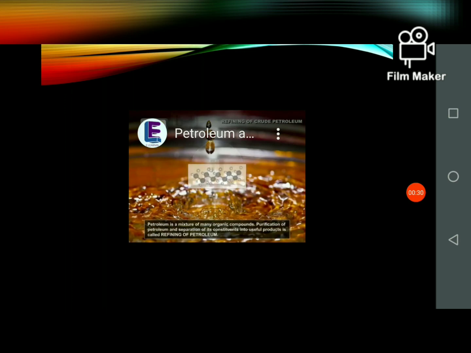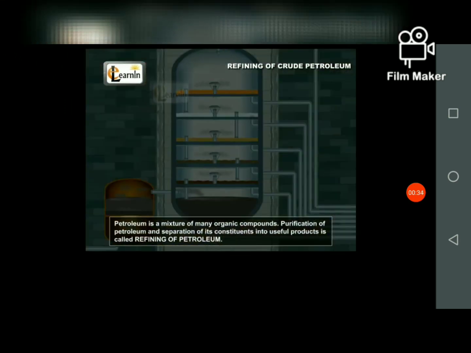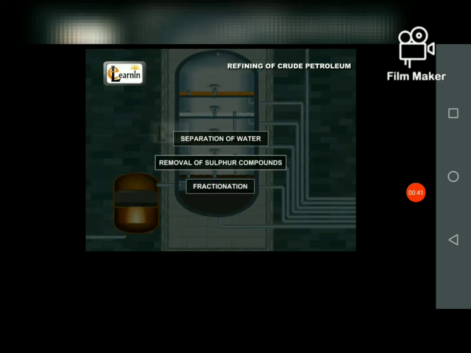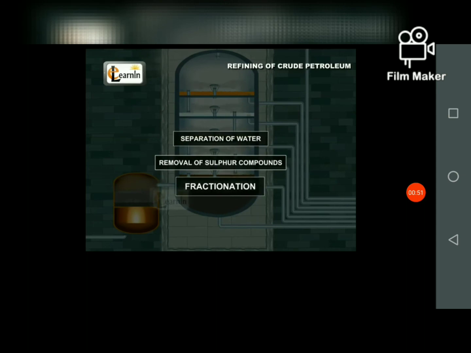Refining of petroleum. Petroleum is a mixture of many organic compounds. Purification of petroleum and separation of its constituents into useful products is called refining of petroleum. Steps: separation of water, removal of sulfur compounds, then the fractionation.